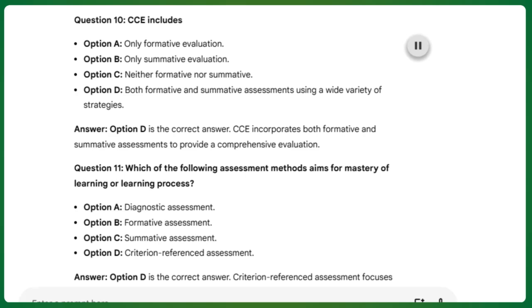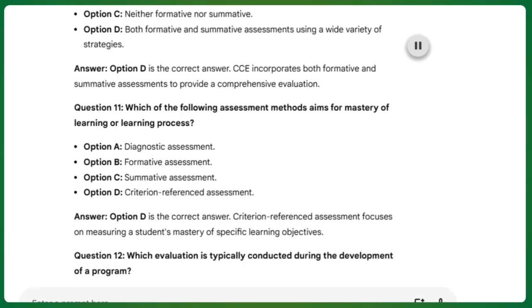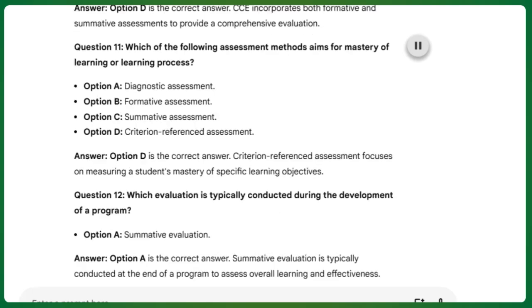Question 11. Which of the following assessment methods aims for mastery of learning or learning process? Option A, diagnostic assessment. Option B, formative assessment. Option C, summative assessment. Option D, criterion referenced assessment. Answer. Option D is the correct answer. Criterion referenced assessment focuses on measuring a student's mastery of specific learning objectives.